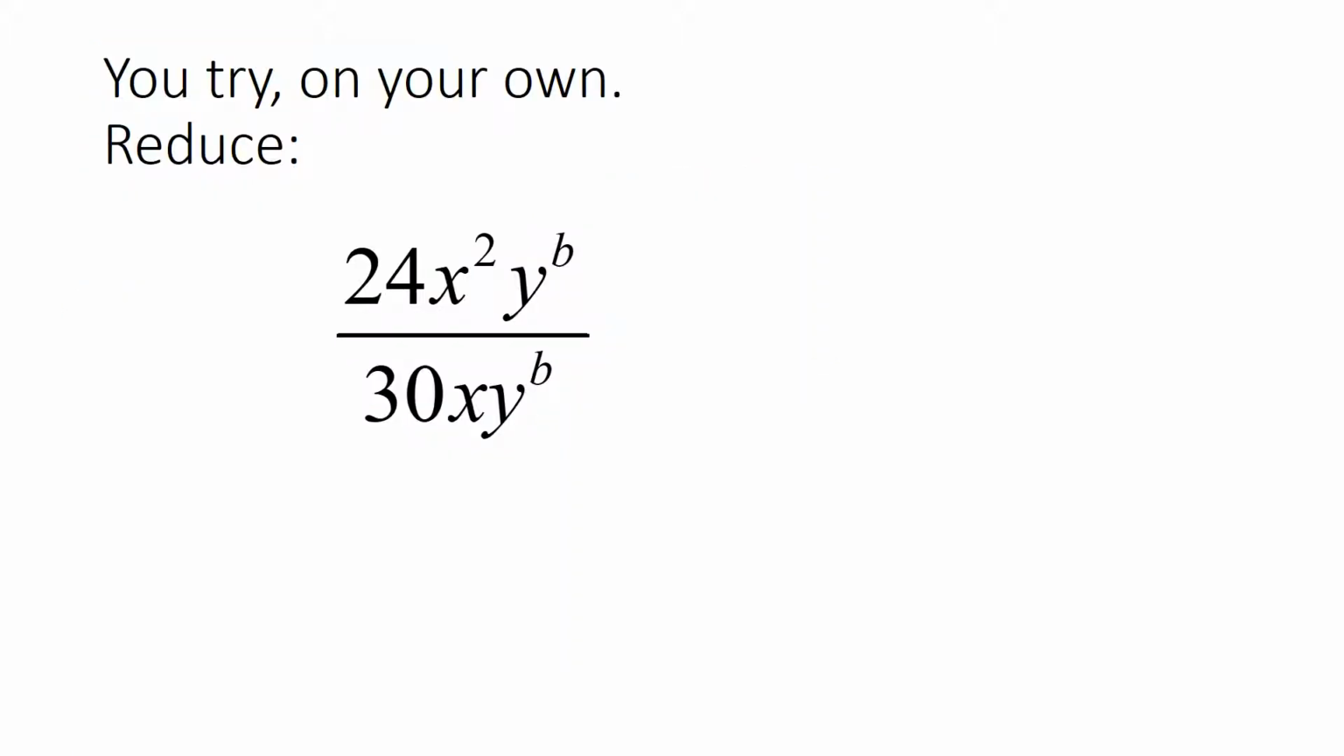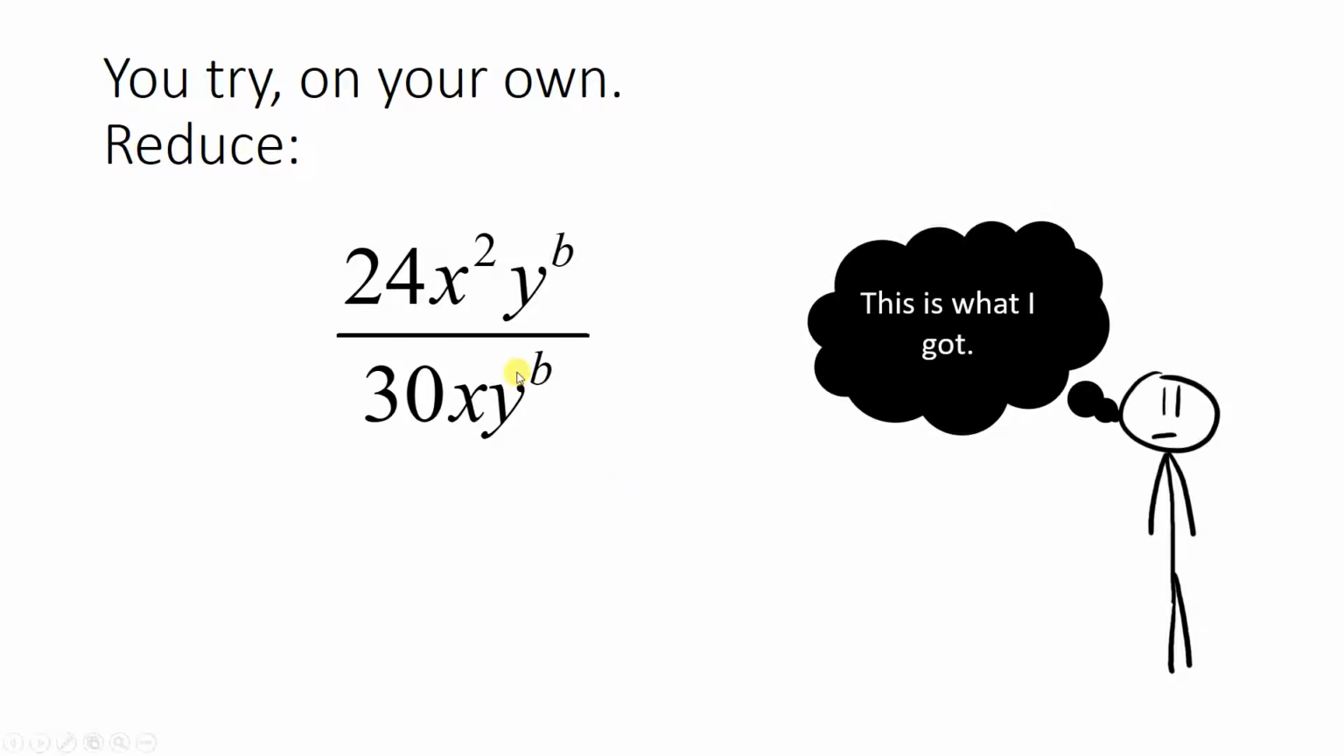So here, you try this one. 24x squared y to the b divided by 30x y to the b. Now, you might get kind of confused right here because y to the b divided by y to the b looks ugly, but something divided by itself is just 1, right? So here we've got Bobbert. Bobbert's this guy right here. Here's his answer. What do you think?